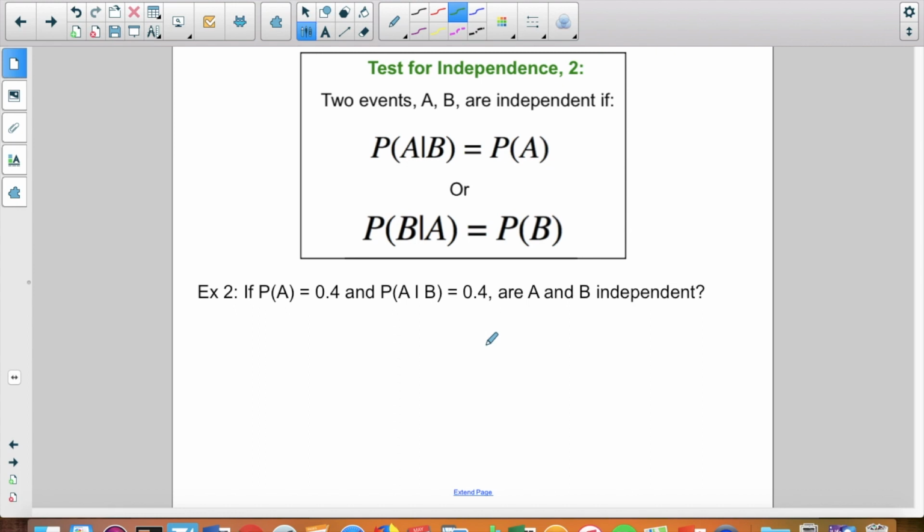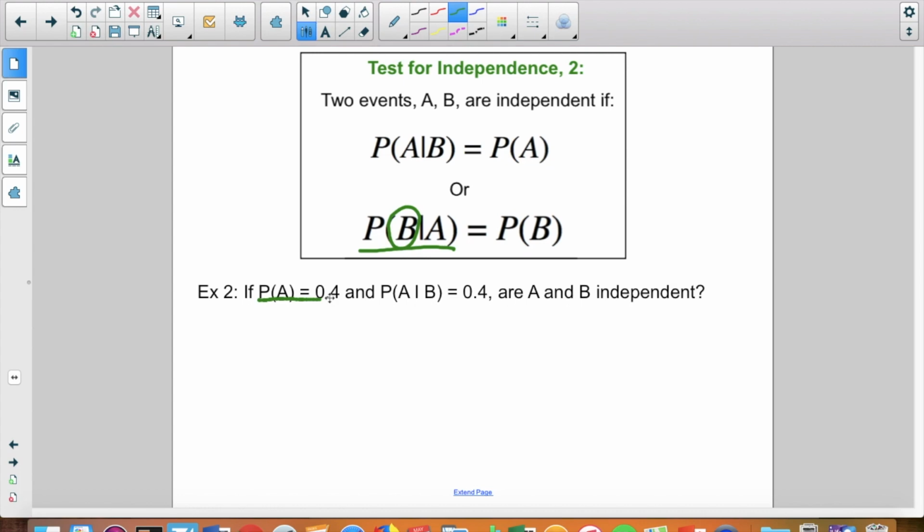This second test we haven't done before, and it has to do with conditional probability. So two events, A and B, are independent if the probability of A given B is equal to the probability of A. Or, in a different notation we're used to seeing, B given A is equal to the probability of B. Notice it's equal to the first letter that's there. Sorry. So let's look at this example.